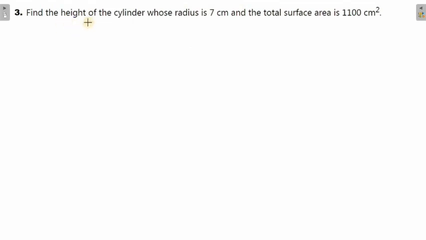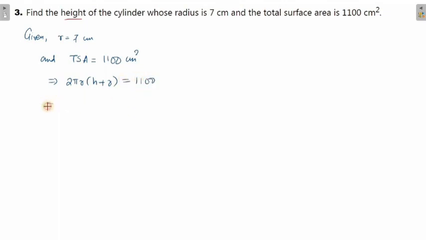Next question says you need to find the height of the cylinder whose radius is 7 centimeter and total surface area is 1100 centimeters square. You need to find the height. So given is the radius, 7 centimeter. And what is given? Total surface area is given to be 1100 centimeters square. Now all of you know what is the formula for total surface area? It is 2 pi r into h plus r. This is the formula, and this is equal to 1100.